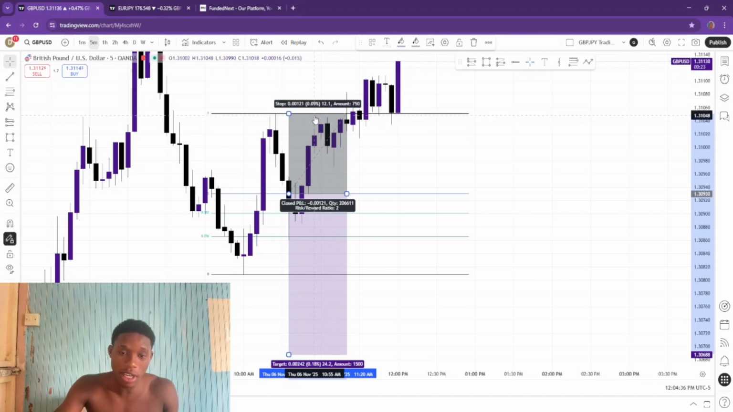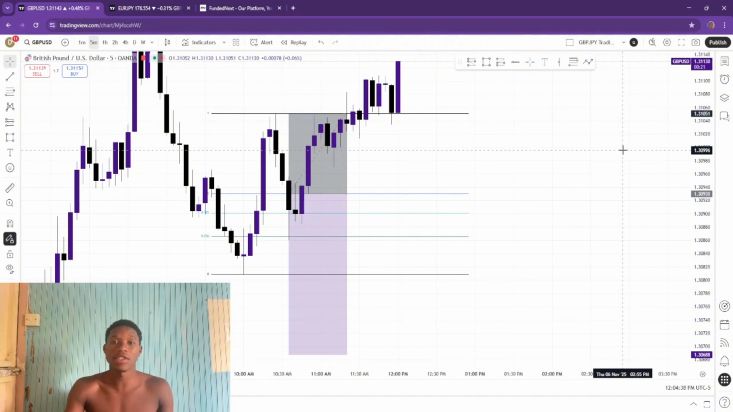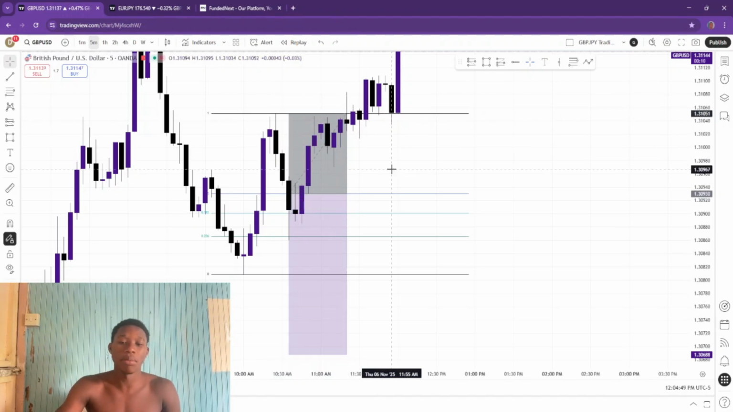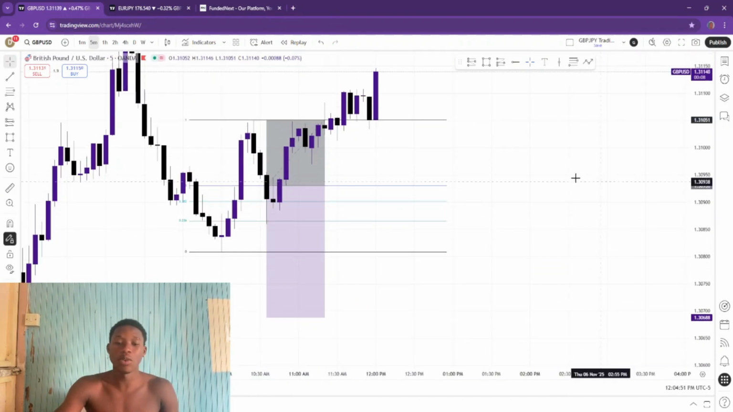It didn't stop us out there because, remember from yesterday, I told you all we're using pairs that have lower spreads. That's a plus for today. We use pairs that have lower spreads, right? It retraced back down and then it stopped me out. So that's how the GBP USD trade was.